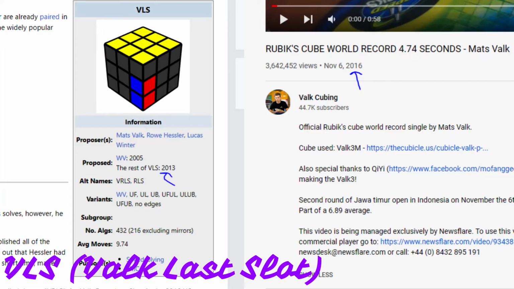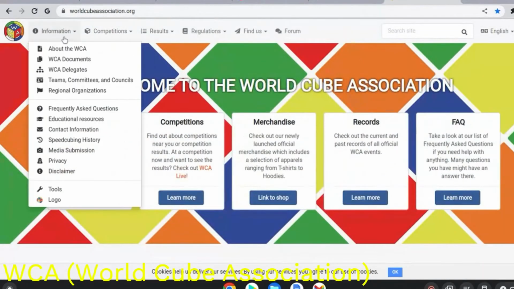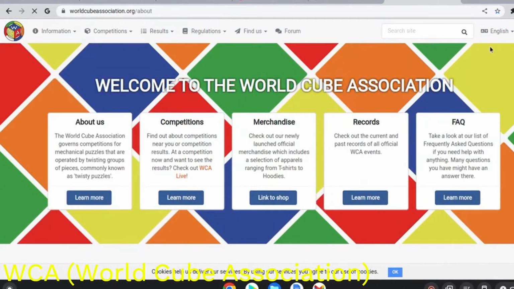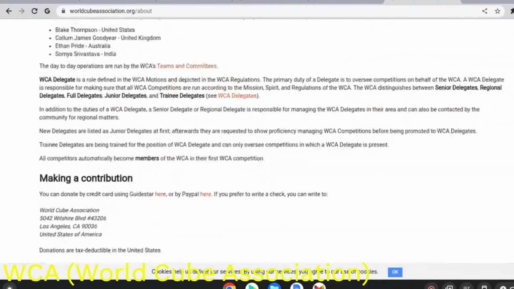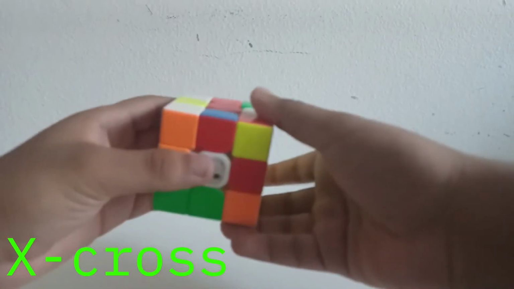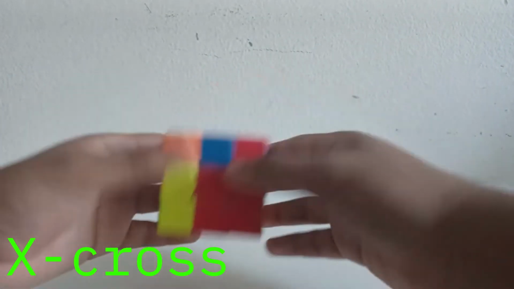W is for World Cube Association, the ruling and organizing entity for speed solving, regarded by speed solvers as the official organization for cubing competitions and records. X is for X-Cross, where the cross and an F2L pair are solved simultaneously.